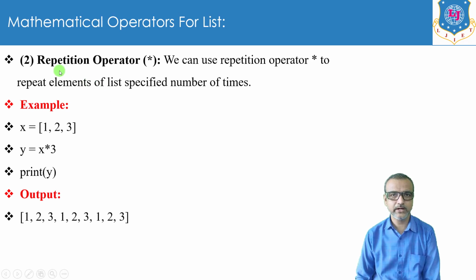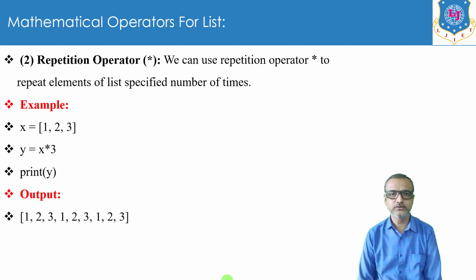Now we will see the second operator, that is the repetition operator star. We can use the repetition operator star to repeat the elements of a list a specified number of times. For example, in list X we have taken three elements, that is 1, 2 and 3. We write y equals x star 3 and then print y. So what will be the output? The elements of list X will be repeated 3 times. So the output is 1, 2, 3, 1, 2, 3 and finally 1, 2, 3.